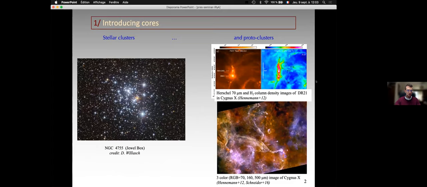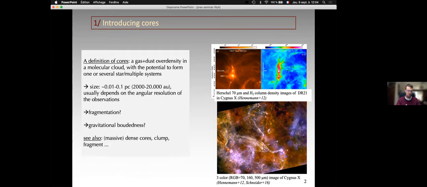So to start, I guess that you're all familiar with stars and stellar clusters, but maybe not with protoclusters, and I mean here molecular clouds and their substructures. Among the most important substructures in molecular clouds, we have elongated structures called filaments, and cores as well. So since I will be talking about cores in all my presentation, I would like to propose a definition to avoid some ambiguity. We can say that a core is a gas and dust overdensity in a molecular cloud and with the potential to form one or several stars or multiple systems.